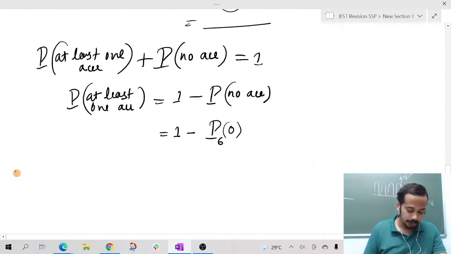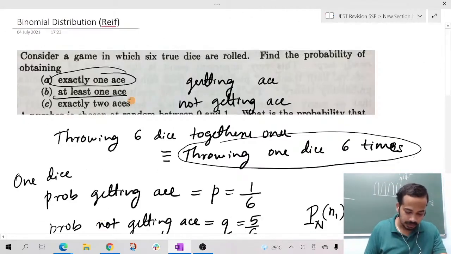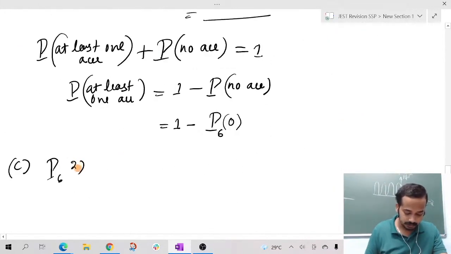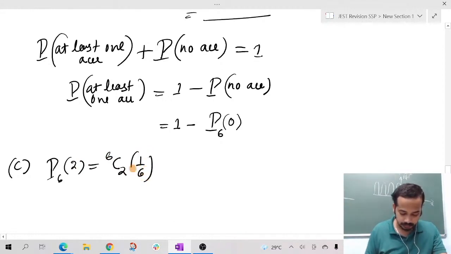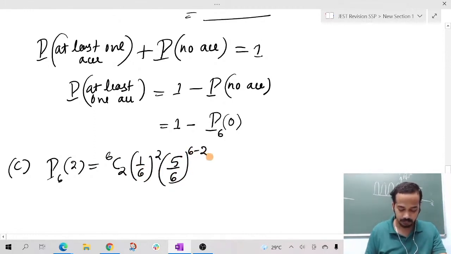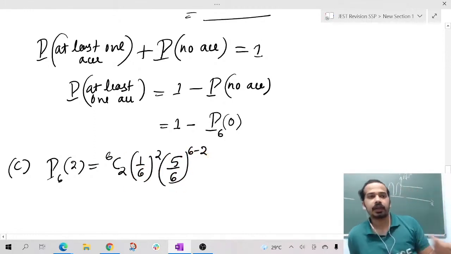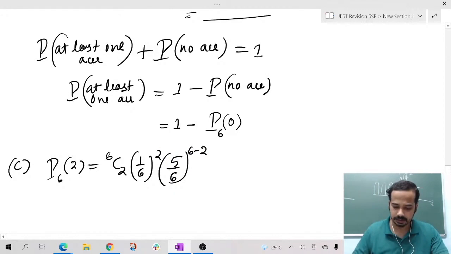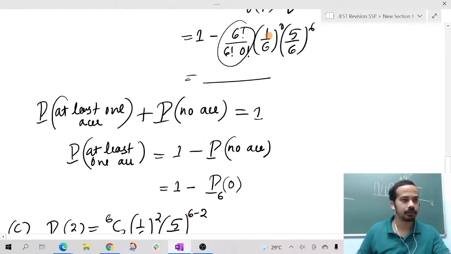So part C of the question, after 6 trials, what is part C of the question? Exactly 2 sixes, isn't it? Exactly 2 sixes. That means that's equal to 6C2, 1 by 6 raised to 2, 5 by 6 raised to 6 minus 2, that is 4. You can evaluate this one. This is an easy problem. I think in the exam they will provide you a calculator, isn't it? I think a scientific calculator is allowed. You can do any squaring, whatever you have.